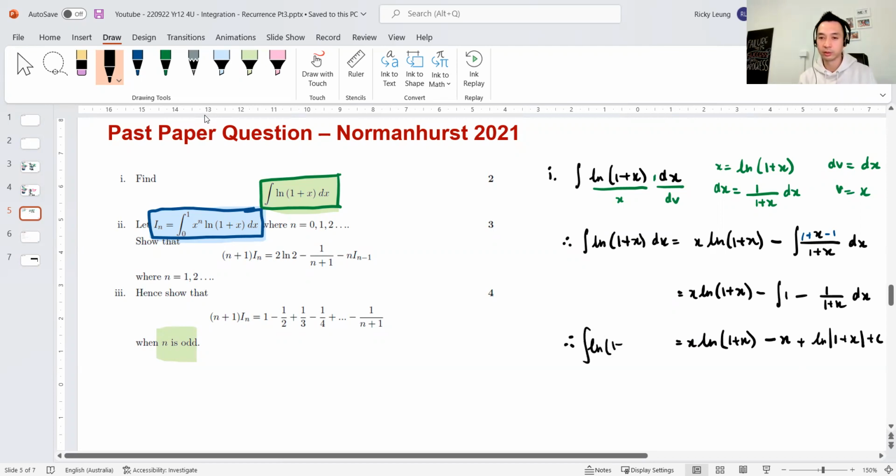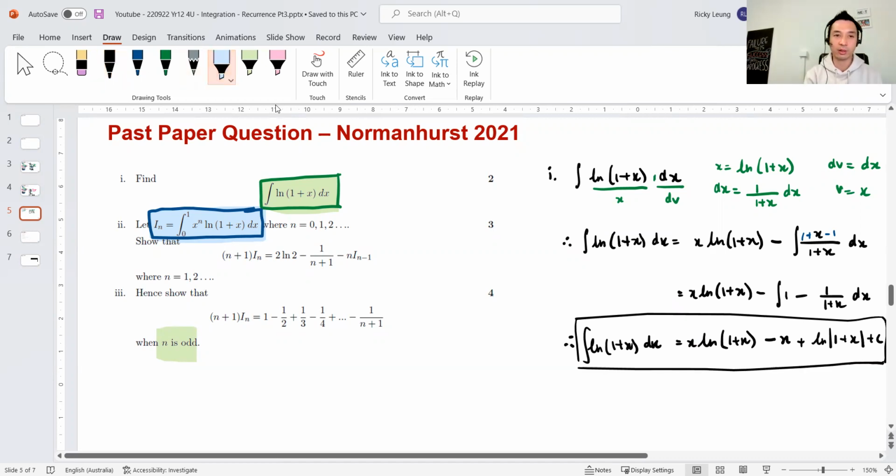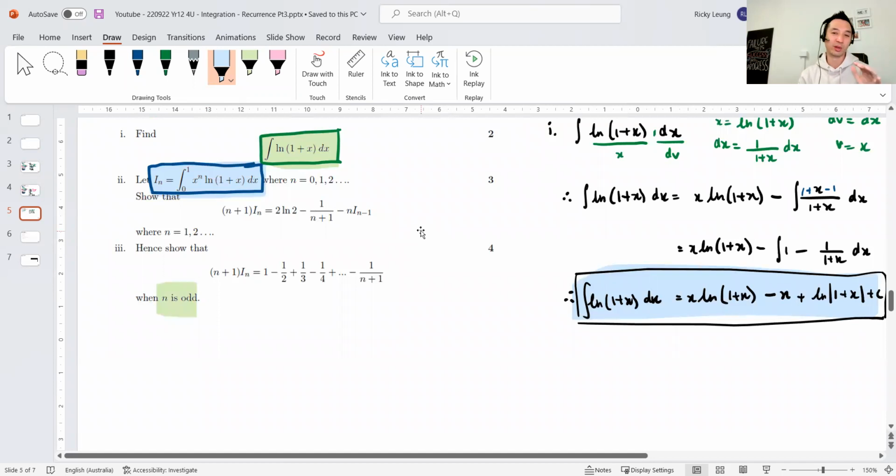Just write it as box around it. Beautiful. All right, nothing too wow about that. Yep. Now, the important thing about this is why part 1, right? Why did I make you randomly do it by parts when they're doing a recurrence? It's because you need it now, part 2.